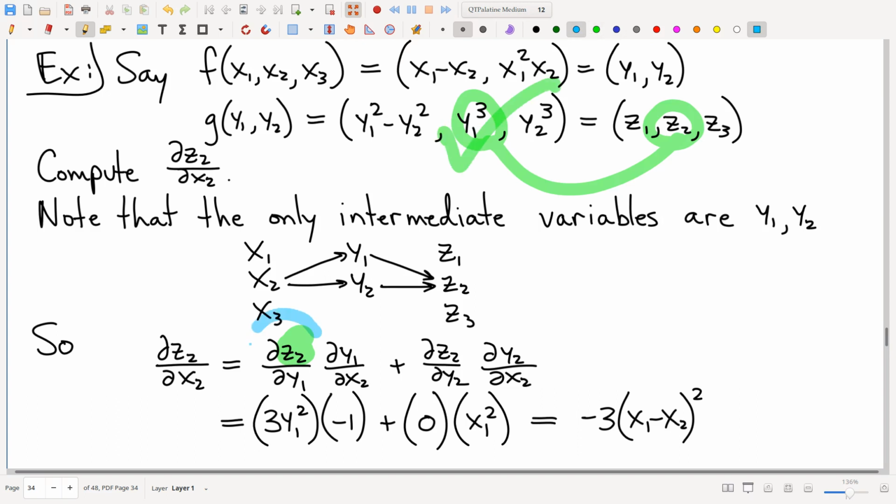And so computing this partial, I'm literally just going to compute the partial of y1 cubed with respect to y1, and that's an easy partial derivative. All right. Okay, here's another landmine.